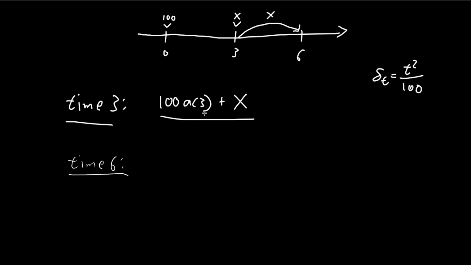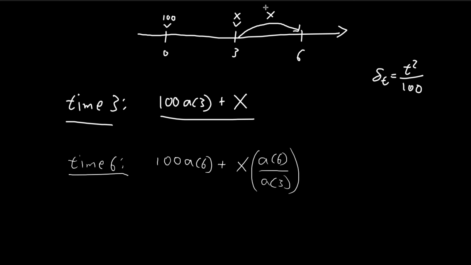So the amount at time 6. So of course at time 6, the 100 is equal to 100 a(6). But how about x? So some people might say, because the x dollars has been deposited for 3 years, that's why it should be x a(3). So is this correct or not? So it's actually wrong. So the correct answer should actually be a(6) divided by a(3) times x.